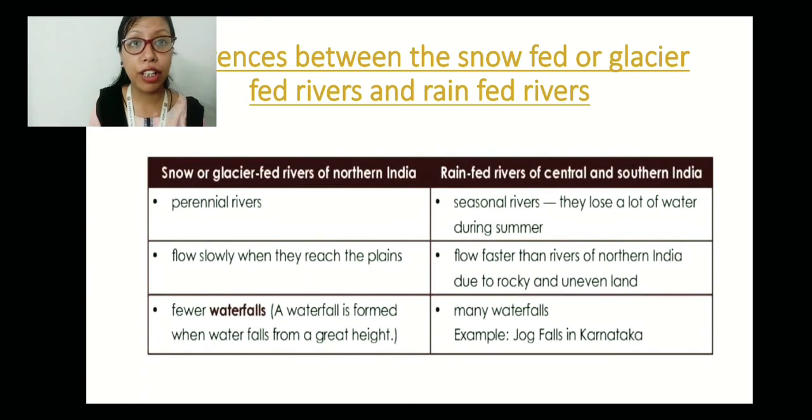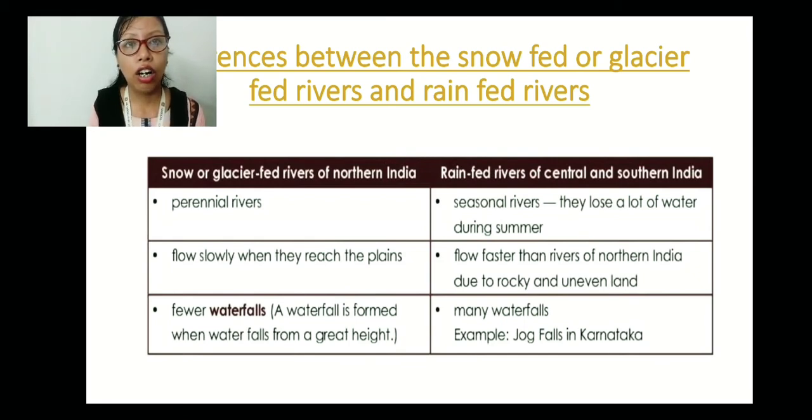And rain-fed rivers flow faster than rivers of northern India due to rocky and uneven land. Because we have the uneven and sloping land in our states. So, these rivers flow much faster than in northern India. So, you have to compare it. Northern India rivers always flow slowly, and the central and southern Indian rivers flow very fast.